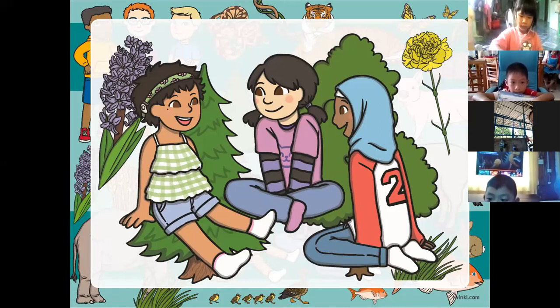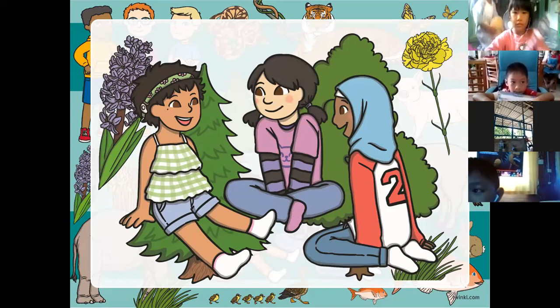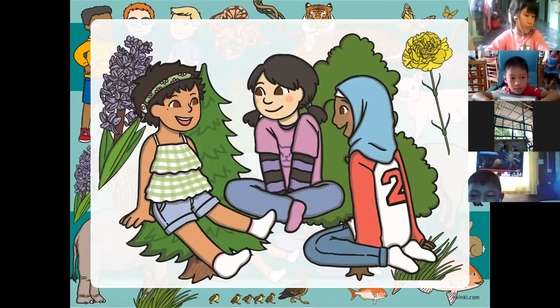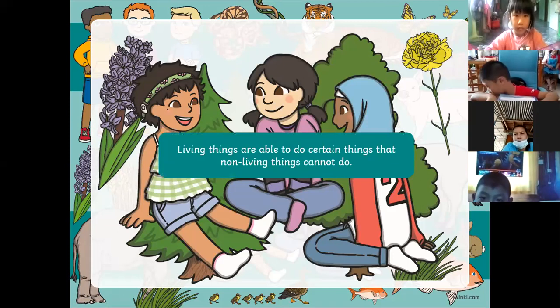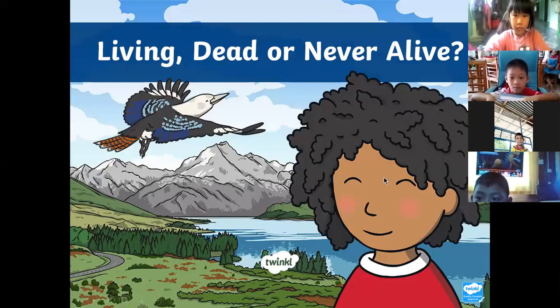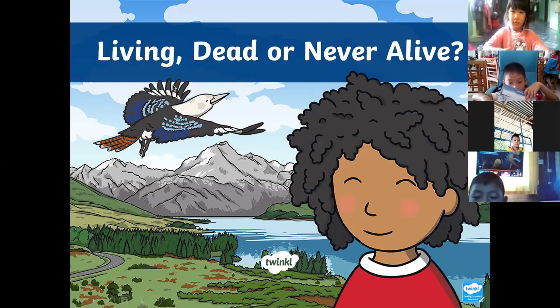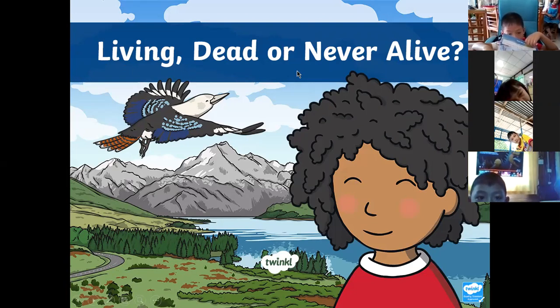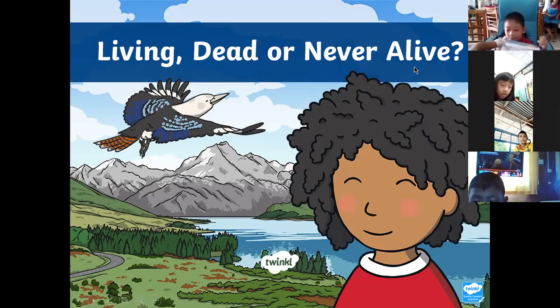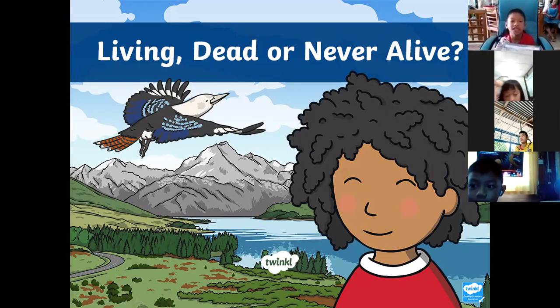Okay, so we have living things and non-living things. So this morning we have another topic that we need to discuss. You need to listen to teacher first. Okay, so this morning we are going to learn another topic. Okay, this is living, dead or never alive. Living means life or there is a life. Dead means there is no life. Or never alive, never at once had life. Turn off the microphone, please.